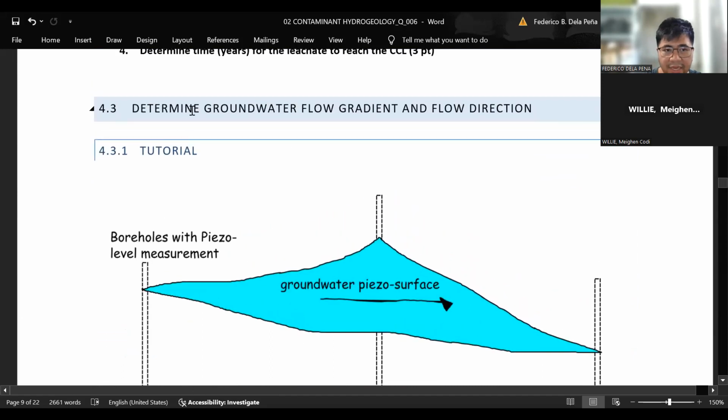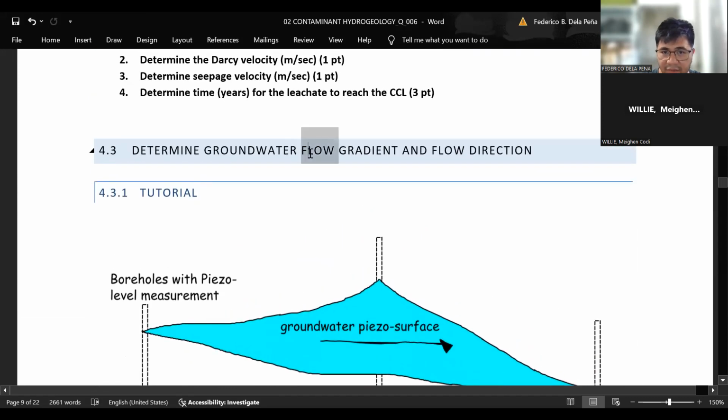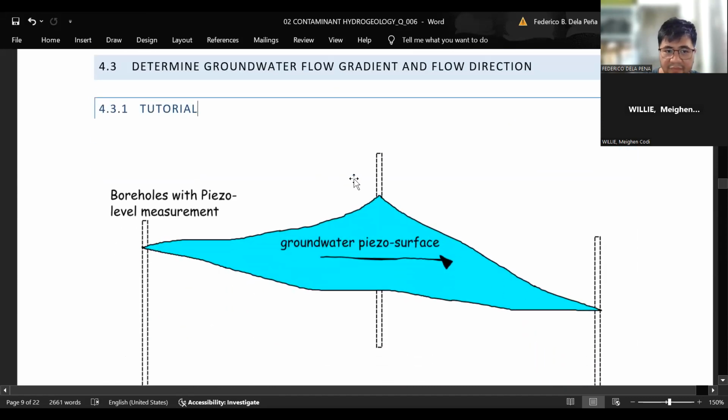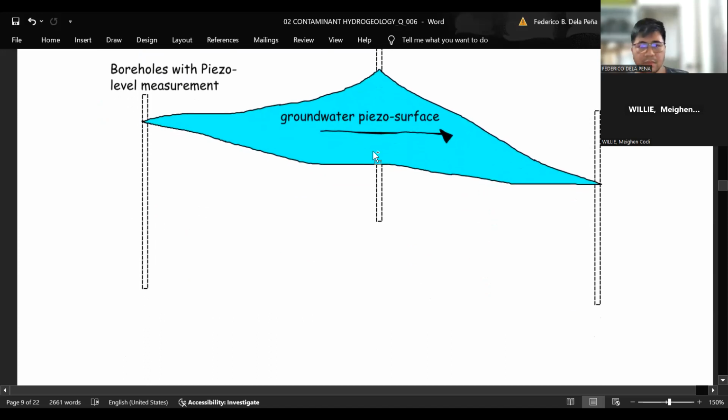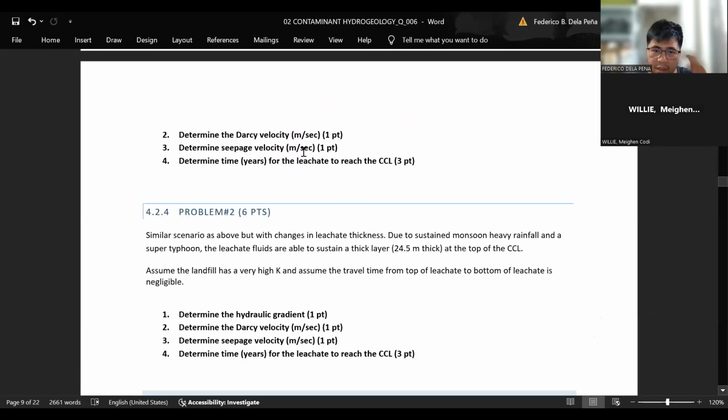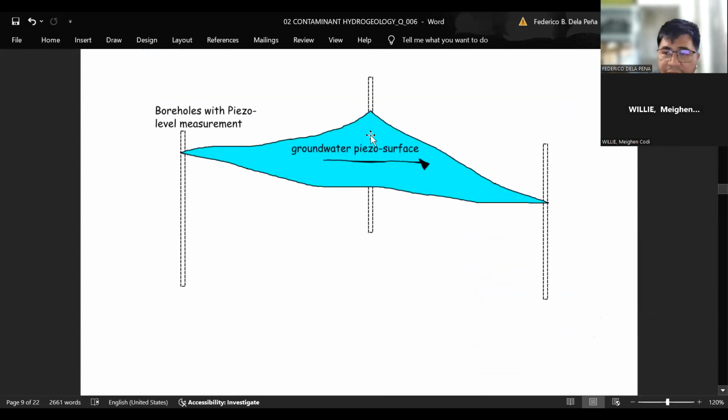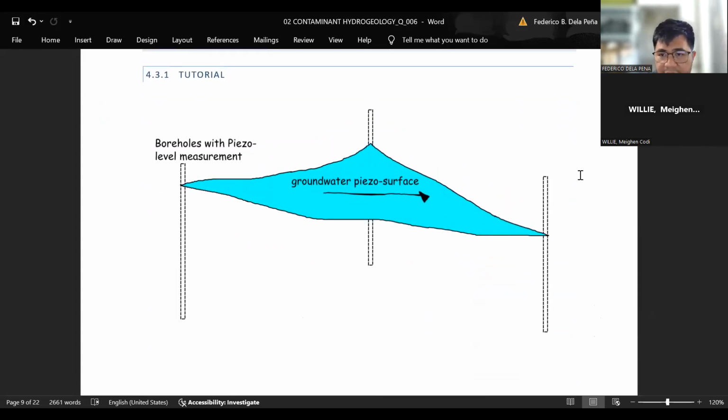All right, let's go now to the third part of the exercise, which is determining the groundwater flow gradient and the flow direction. If you did some resource geology or some mining geology subjects, you should have encountered this problem. Have you encountered this problem before? The 3-point problem, Megan? Does this sound familiar to you? Sir, familiar na po. Okay, that's good.